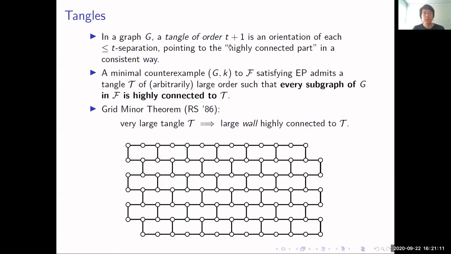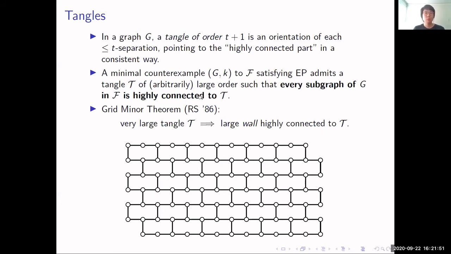it assigns to each small separation a direction, or a part of the separation that points to the highly connected part of the graph. And it does so in a consistent way, in sort of a tree structure. So if you have some big part that one separation points to, then this part cannot be pointed away from by another small separation. I won't give the formal definitions here, but this can be formalized.